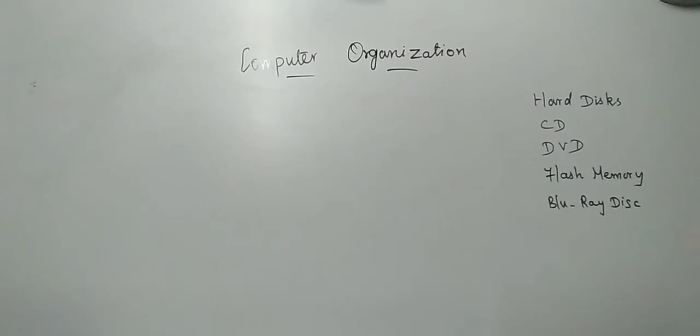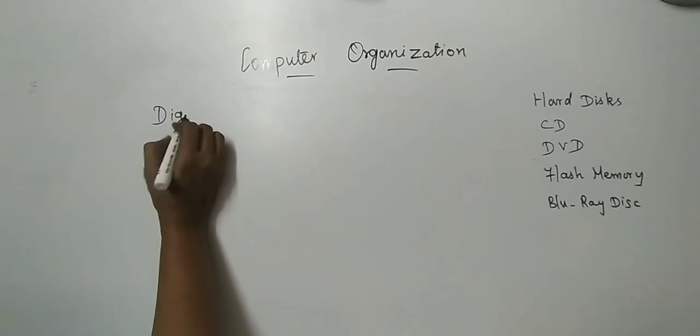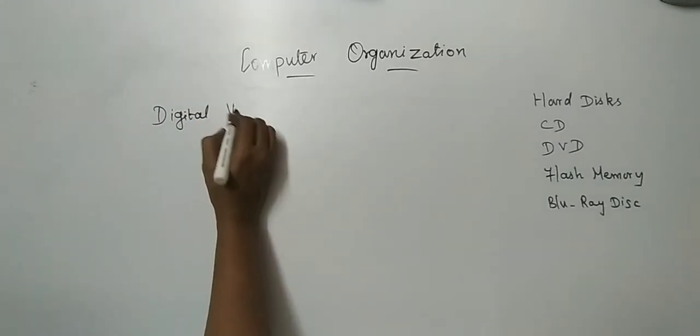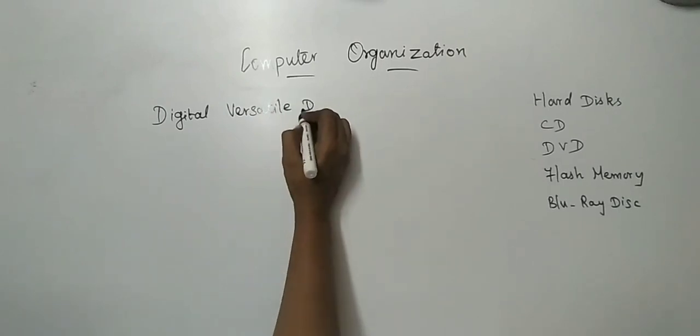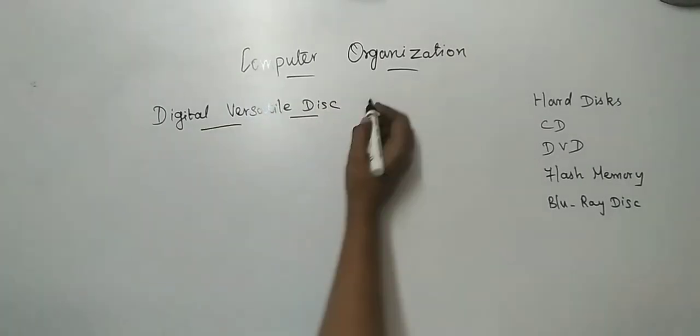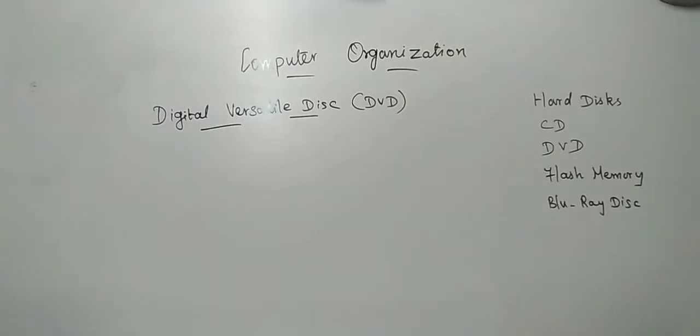Next it is your DVD, that is your digital versatile disk. Nowadays all the movies are available on DVD. Why? Since it has more capacity than the CD.